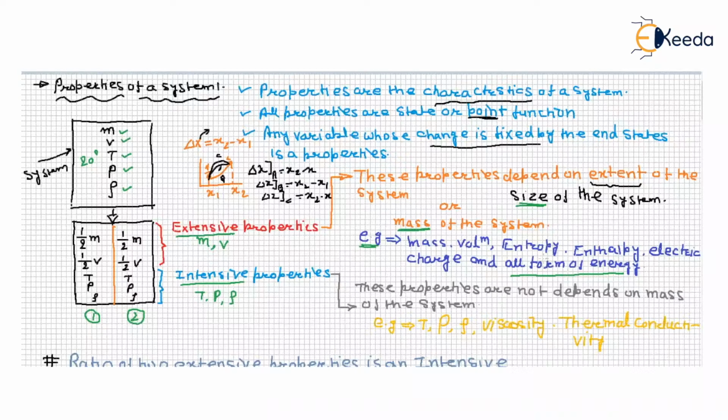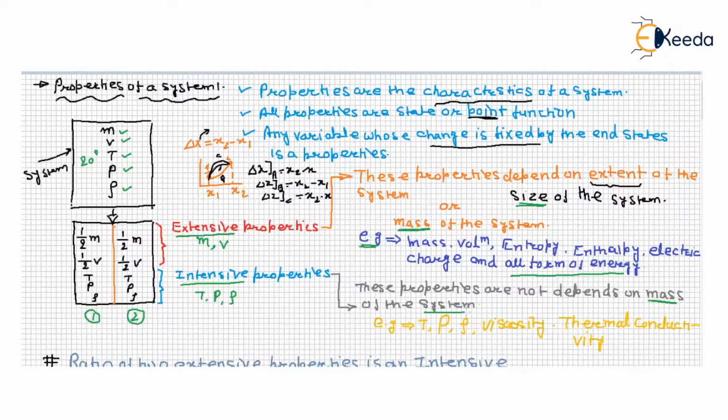After that, some properties are those which aren't affected by the separation of the system. That means division of the system, and these are known as intensive properties. These properties do not depend upon the mass of the system. That means if the system mass changes, these properties do not change with respect to the change in mass.